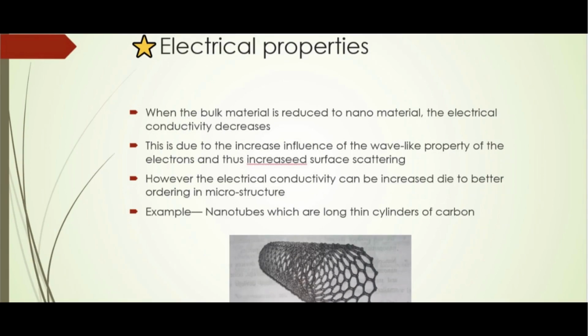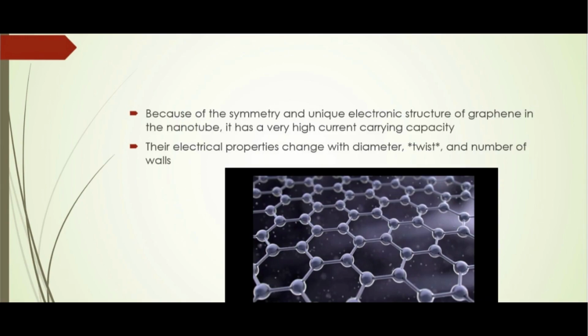So let's see what the electrical properties are. When the bulk material is reduced to nanomaterial, the electrical conductivity decreases. This is due to the increased influence of the wave-like property of the electrons and thus increased surface scattering. However, the electrical conductivity can be increased due to better ordering in the microstructure. Let's see this with an example. Nanotubes, which are long thin cylinders of carbon, have a very high current carrying capacity because of the symmetry and unique electronic structure of graphene in the nanotube. Their electrical properties change with diameter, twist, and number of walls.